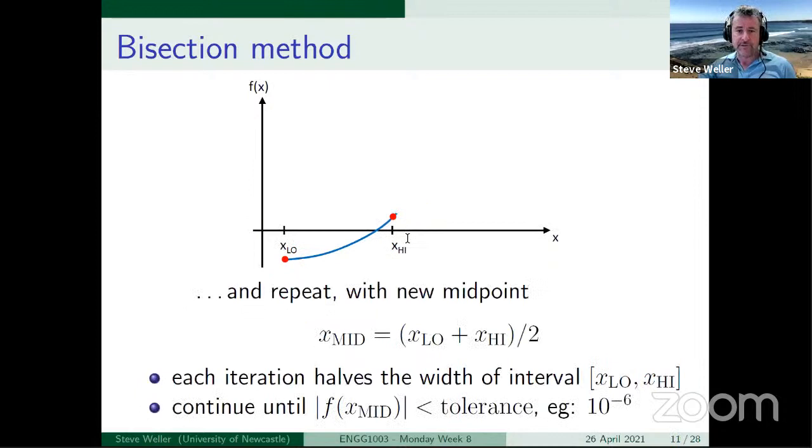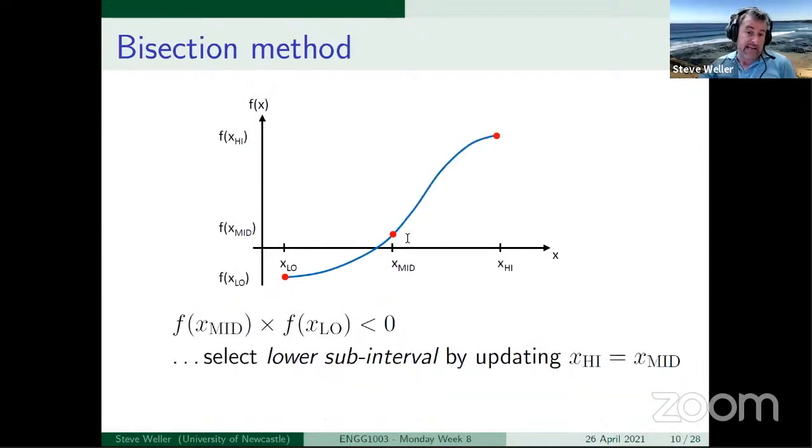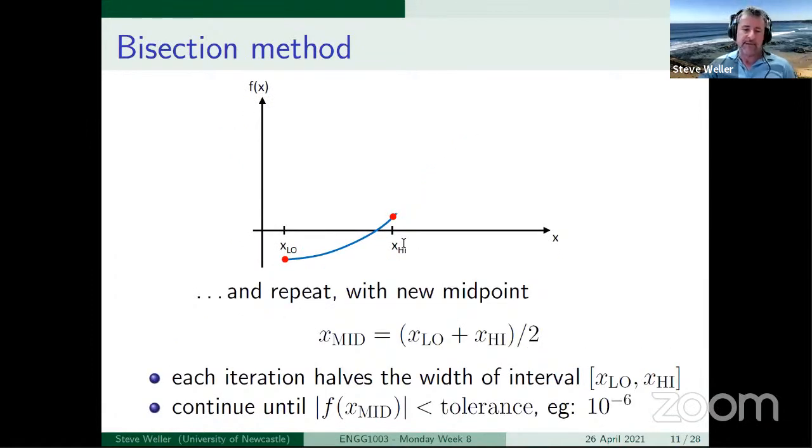So we go backwards and forwards between these two. We can rule out that half. We can rule out that the solution can't exist in the upper subinterval. It must be in the lower subinterval. And we continue. We continue until we're close enough to the solution.